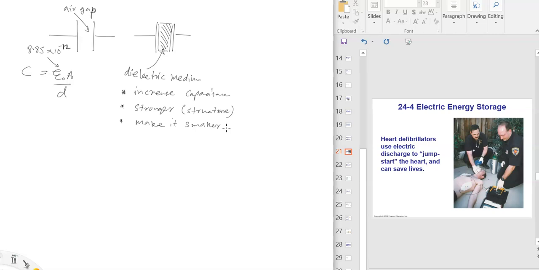So what are the examples of dielectric stuff? A lot of insulators like glass, plastic, wax. So I'll show you a list of insulators that are commonly used. So all these things can be used as dielectric medium. So let's go to the next slide and see what we have.